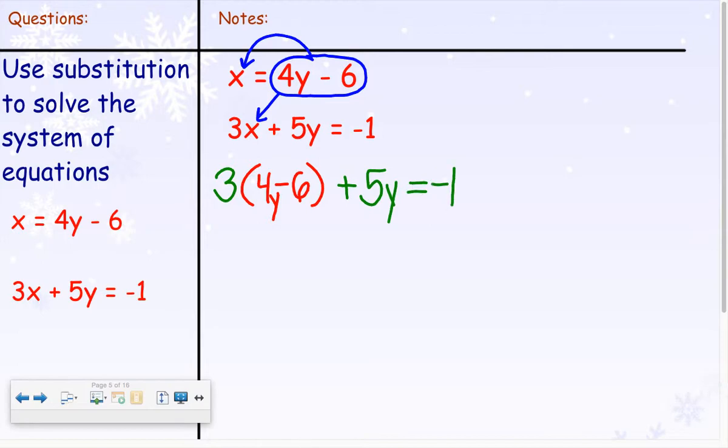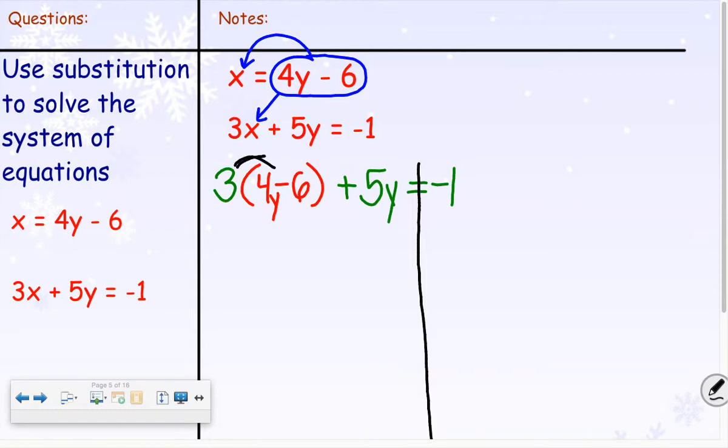So what is in red is what got substituted in. Keep in mind this method is called substitution because you're substituting something from one equation into the other. So you're substituting 4y minus 6 in for x. Check and see if I only have one variable. I do. It is y, so that is a good thing.